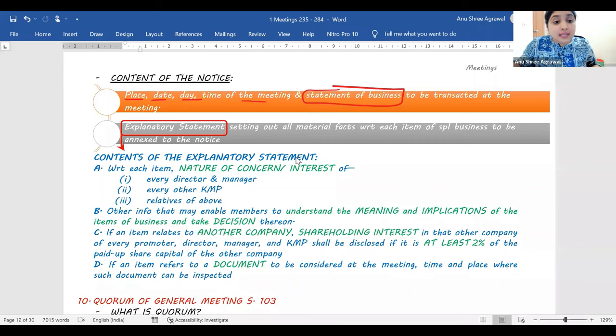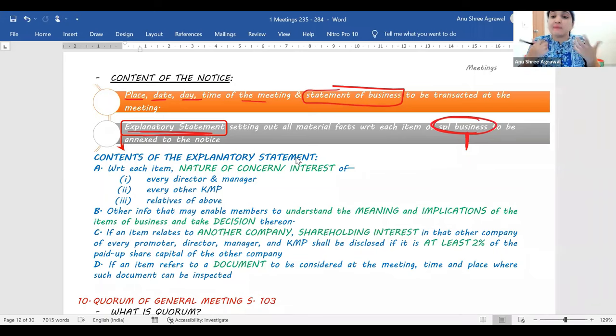Then, in this notice, you also have to put an explanatory statement. This explanatory statement is only required if we have special business. Remember, we just learned two kinds of businesses: special business and ordinary business. For ordinary business, an explanatory statement is not required. It is required only if it is a special business.